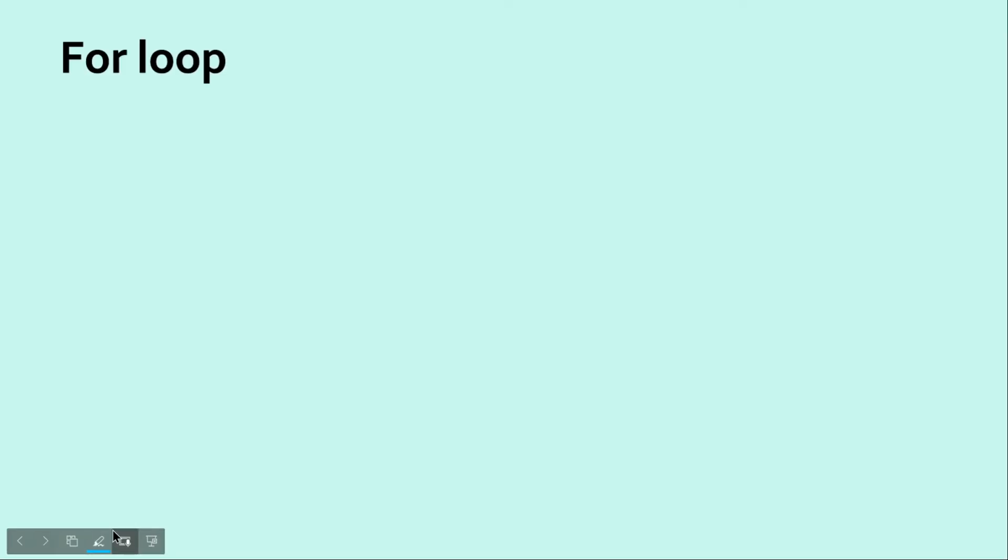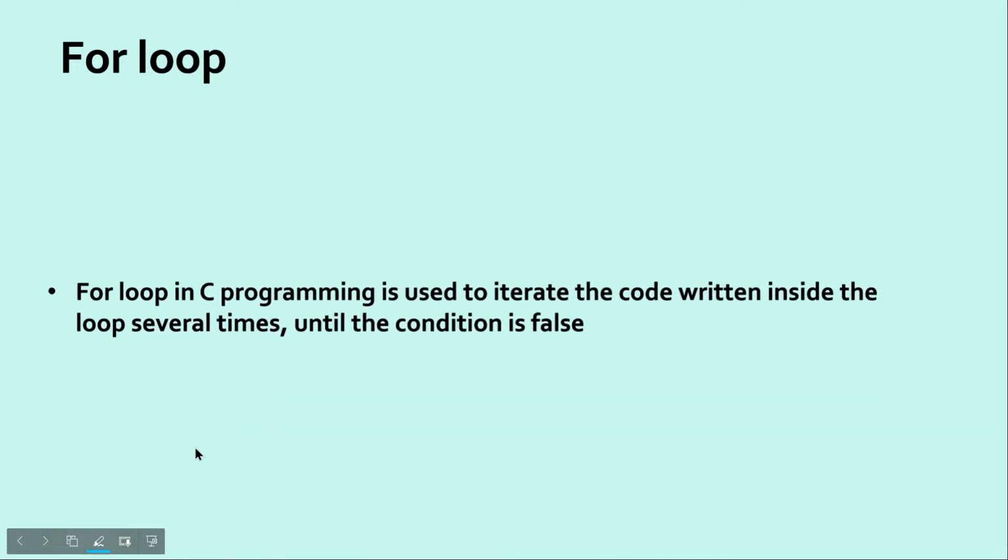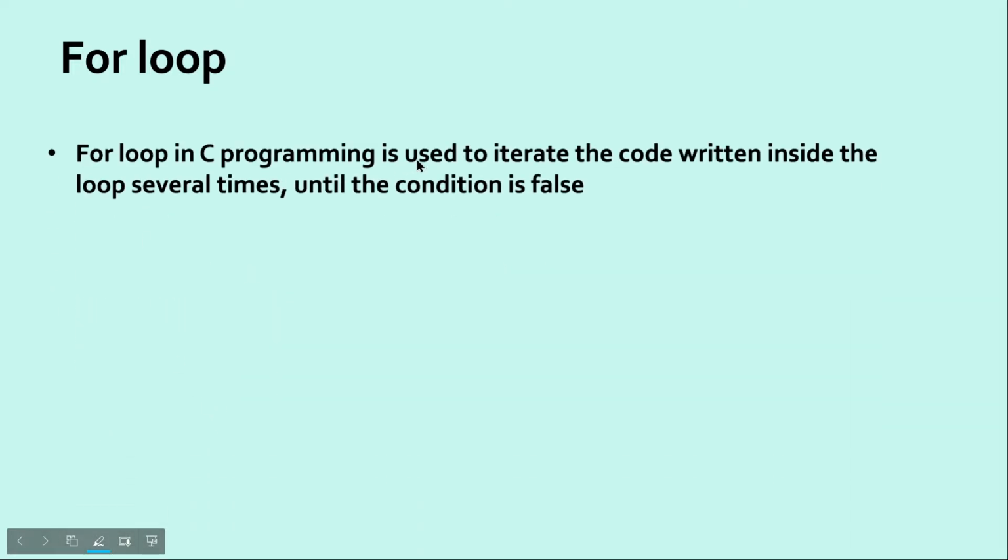Now let us see what is for loop in C programming. So for loop in C programming is used to iterate the code written inside the loop several times until the condition is false. So the code written inside the for loop will be executed until the condition is false.